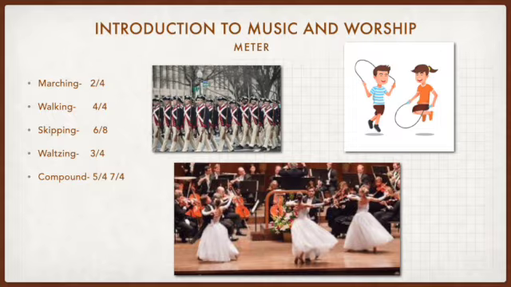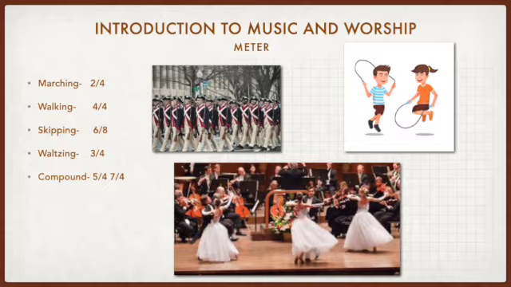The simplest meter is referred to as 2/4, and it's usually associated with marching. Left, right, left, right. Since we're two-legged creatures, this is a very common musical signature. Next would be walking, which would be 4 beats with just a different count to it. 1, 2, 3, 4. 1, 2, 3, 4. 1, 2, 3, 4.